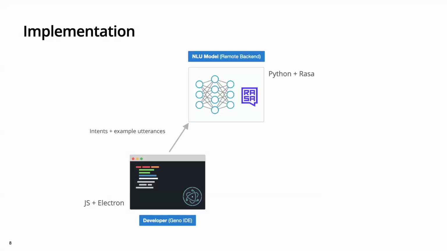The IDE trains a custom natural language model for the web app that understands voice commands, which we call utterances, associated with the developer's multimodal app interactions, which we call intents. This model is generated using the open source library Rasa on a remote backend, and is able to classify intents and extract important entities from utterances, which we'll understand more about in a bit.